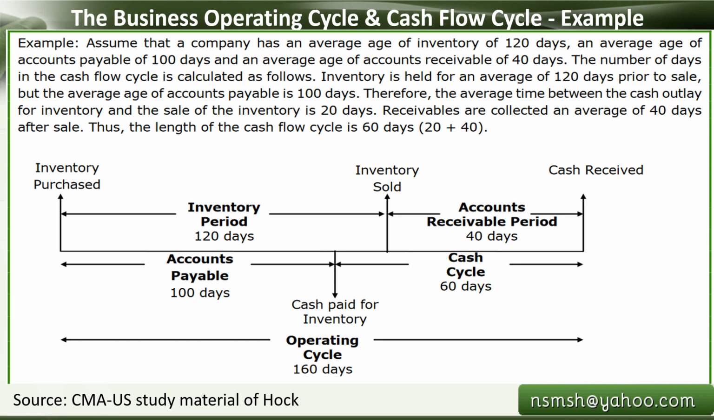So the number of days in the cash flow cycle is calculated as follows. So how do we calculate? We take the inventory, 120 days, and then accounts receivable, 40 days. So the total becomes 160 days. Out of this 160 days, accounts payables are for 100 days. So the remaining will be the cash cycle, which is 60 days. So this is how we have to calculate that.